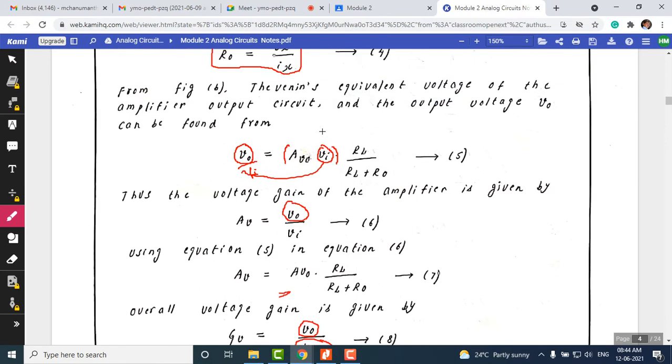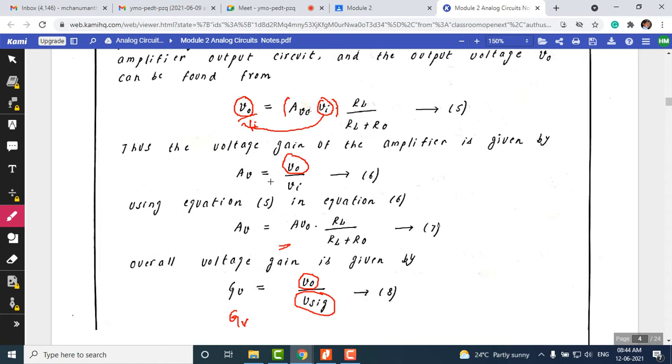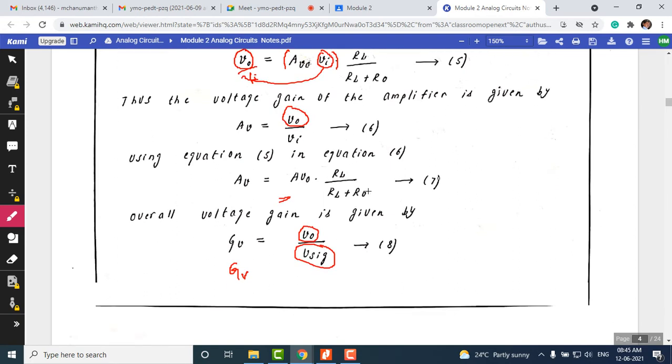From this we can easily arrive at the V naught and Vi relation. V naught by Vi is nothing but the voltage gain, which is AV. So AV and AV naught, you can substitute using equation 5 in equation 6. AV is nothing but V naught by Vi. So you can use it in equation 6, substituting for V naught here, and you can obtain the equation for AV also. AV and AV naught, that's how they are related here. Finally we have the overall voltage gain, which we denote as GV.